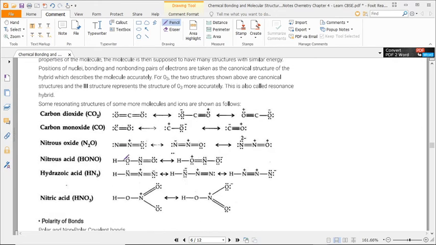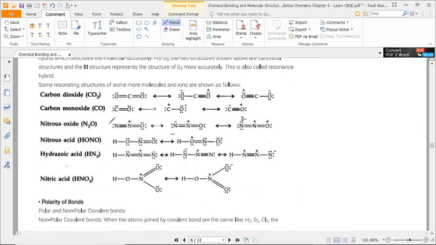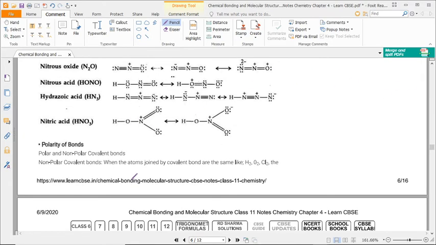I have given you more examples. So let's take carbon dioxide. It has a double bond between this carbon and oxygen and this carbon and oxygen. And in the resonance structure, it has a triple bond and a single bond with charges. So see, that triple bond is also shifted here and it has charges. So these are called resonance structures. And if you can represent all this in one particular structure, that is your resonance hybrid.